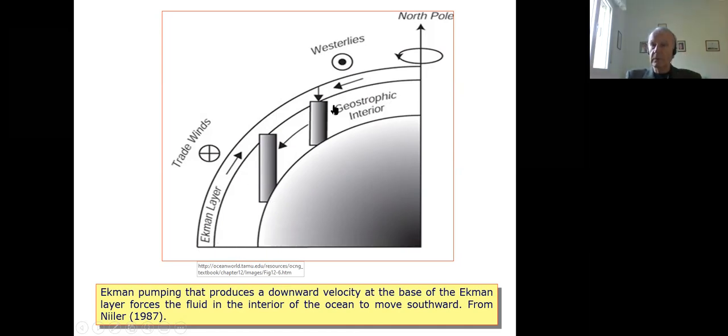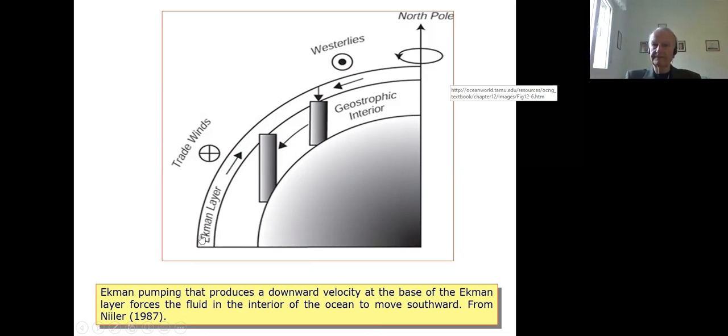Then we have what we call the geostrophic interior. Geostrophic interior is the part of the water column where there is a geostrophic balance as a good approximation of the flow. And finally, which is not shown here, is the bottom boundary layer or bottom Ekman layer, which is the third layer of the world ocean.